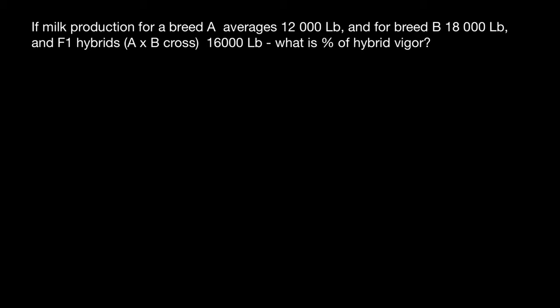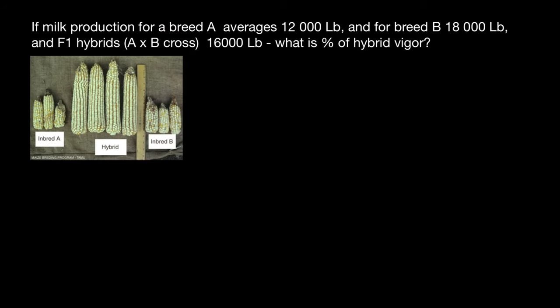Before I explain how to solve this problem, let me first show you this picture, which is a classical representation of hybrid vigor. One parent represents one inbred line A, another parent represents another inbred line B, and when we cross these two parents, we get a progeny that is much bigger than the two inbred lines. We see inbreeding depression in the parents, but the progeny is much bigger. This difference in size we attribute to hybrid vigor, which is the result of heterosis.